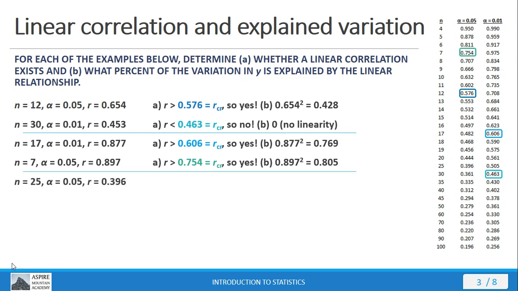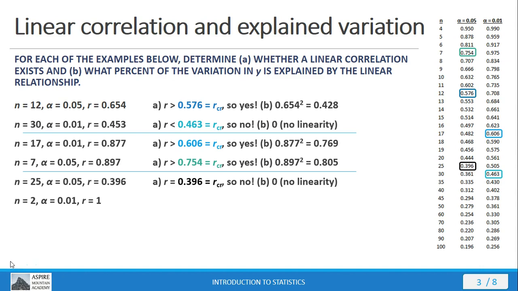Here's another example. Go ahead and pause the video once more, test this out, come back, we'll see how you did. Here we don't have linear correlation because look, our critical R value, 0.396, we land smack dab straight into it. We're not clearing the bar, we're running smack dab into it. So no, there is no linear correlation, and the percent variation that's explained is nothing because there is no linear relationship.